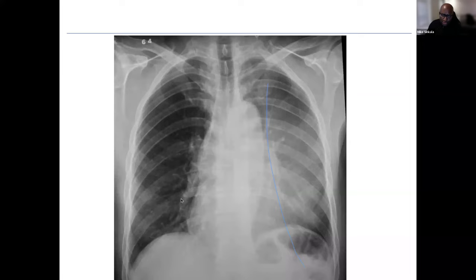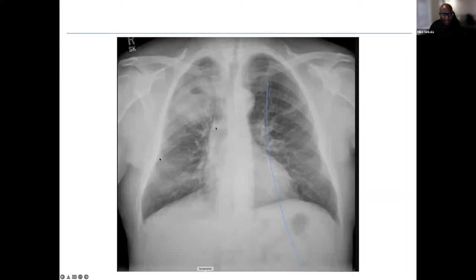Notice also that, in my introduction, I said that the right hemidiaphragm should always be higher than the left hemidiaphragm by about 1.5 centimeters. In this case, the left hemidiaphragm has been pulled up and is slightly higher than the right hemidiaphragm, meaning that a lung collapse tends to pull things towards itself, and there is reduced lung volume like we can see on the left side here. So this is a classic example of left upper lobe collapse.